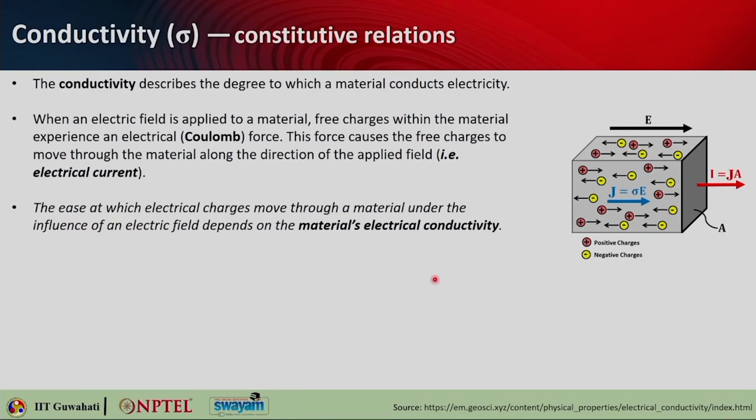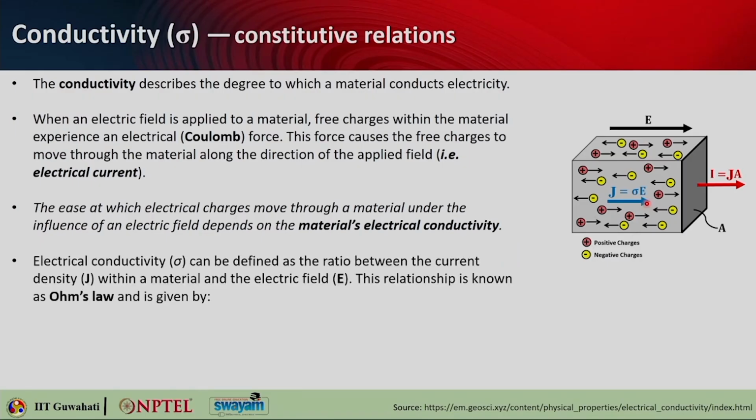So the ease at which an electric current or electrical charges can move through a material under the influence of an electric field depends on the material's electrical conductivity. If you denote this by sigma, electrical conductivity, it is basically given by J equals sigma E. So what is sigma? Sigma is basically J over E, that is the current density over the applied electric field. If you take that ratio, you will get electrical conductivity. And the inverse of sigma is also known as resistivity. So sigma can be written as 1 over rho, and the unit is ohm meter.